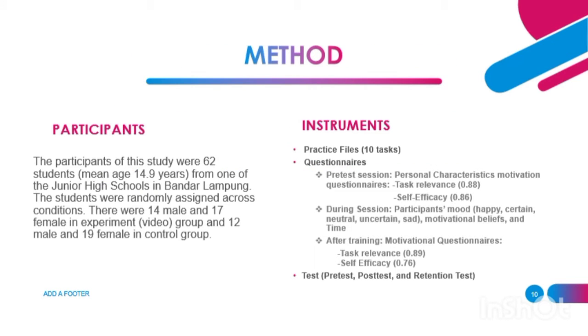Now we come to the second one, method of the research. The first is participants. The participants of this study were 62 students with mean age 14.9 years from one of the junior high schools in Bandar Lampung. The students were randomly assigned across conditions. There were 14 male and 17 female in experiment or video group, and 12 male and 19 female in control group.